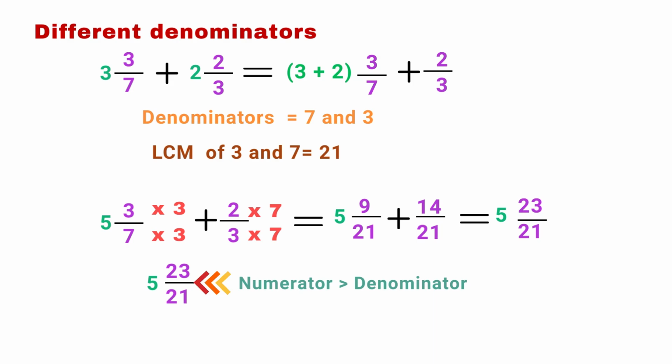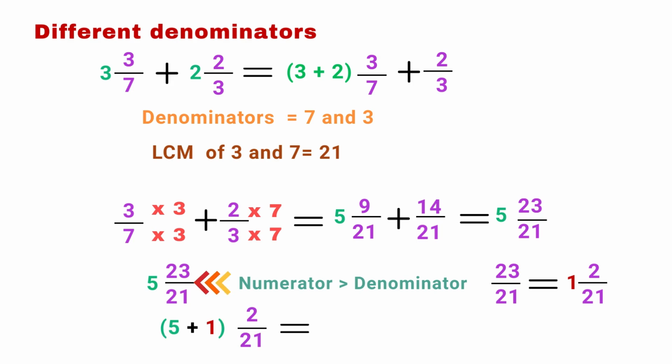Step 6. Convert improper fraction to mixed number. Step 7. Add with whole numbers. Whole numbers were 5. Now add the extra 1. New whole number is 6.